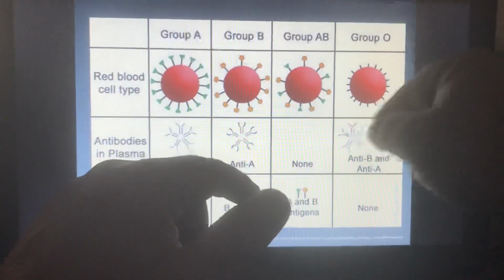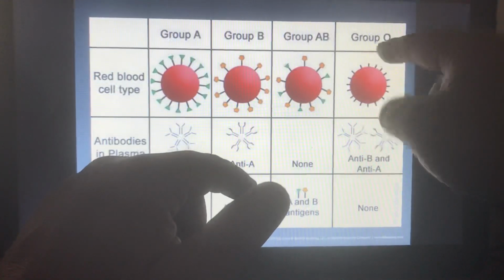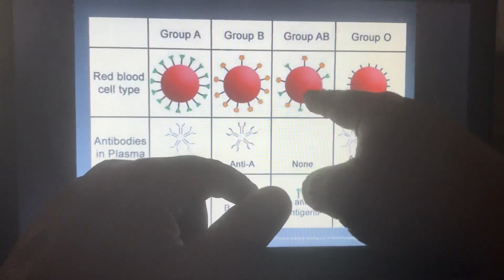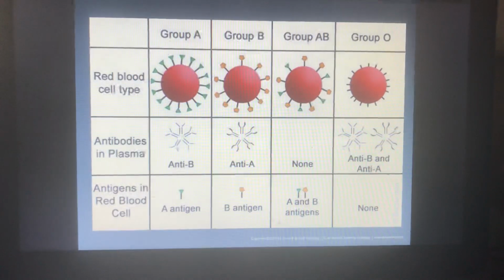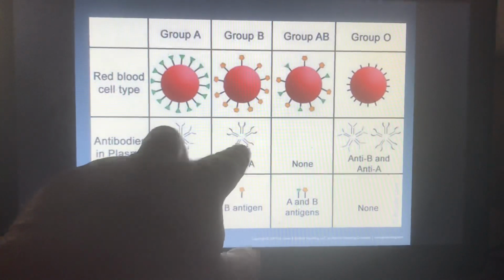But really, type O is the universal donor, and AB is the universal recipient. So I know that's a little confusing. I don't know any other way to basically explain it. That's one of the reasons why I did immunology first, because it's very important that you knew what the antibodies are built in there for.